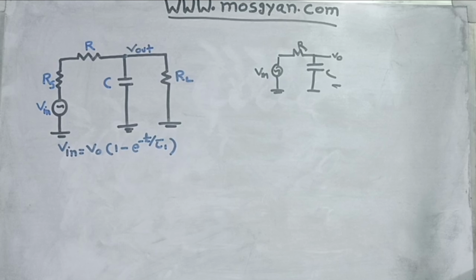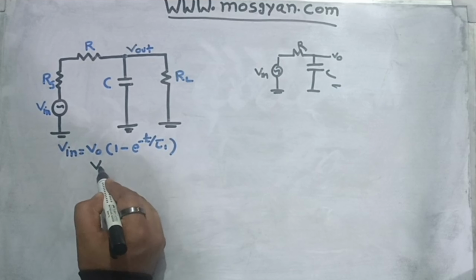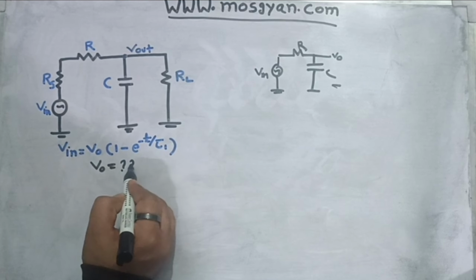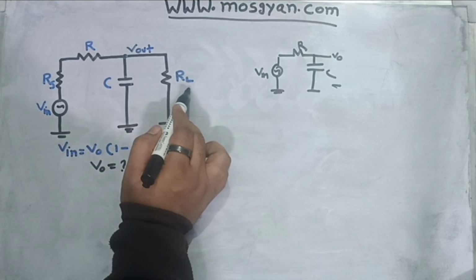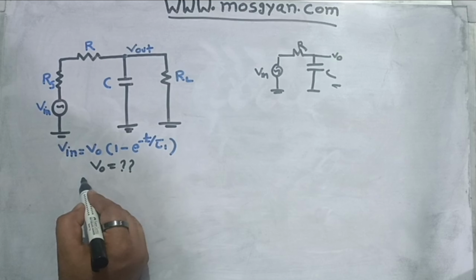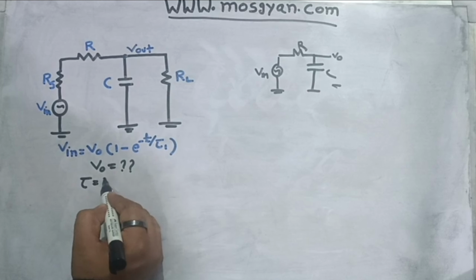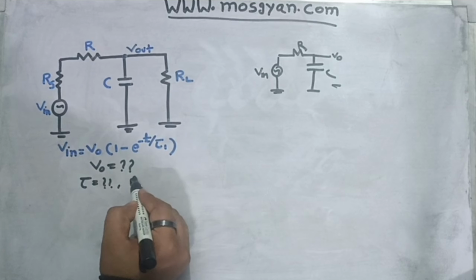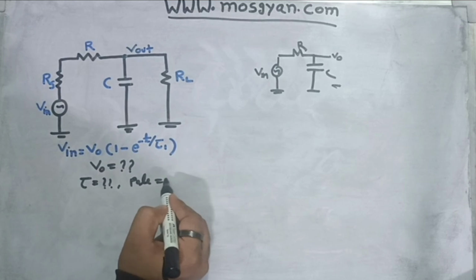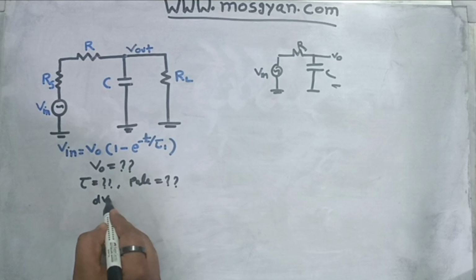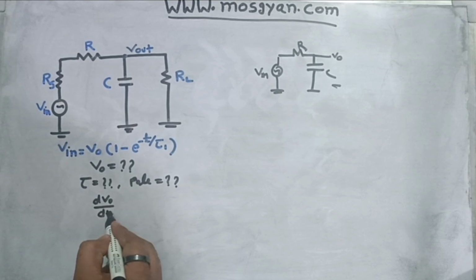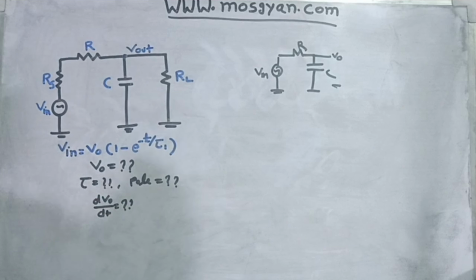And in this question, we need to find some of the parameters. First of all, we need to plot V0, how the V0 curve will look. Also, due to the addition of this RS series resistance and RL load resistance, how the tau time constant value is going to change, how this is going to impact the pole location of the circuit, and what the parameters are which will define the slew rate of output for this circuit. So these are some of the parameters which we need to figure out in this question. Let's start solving this question now.